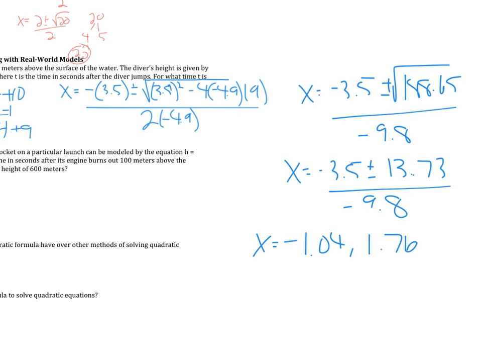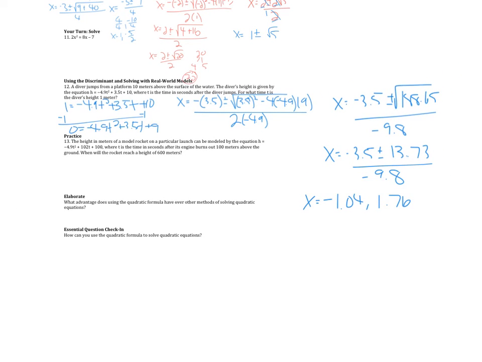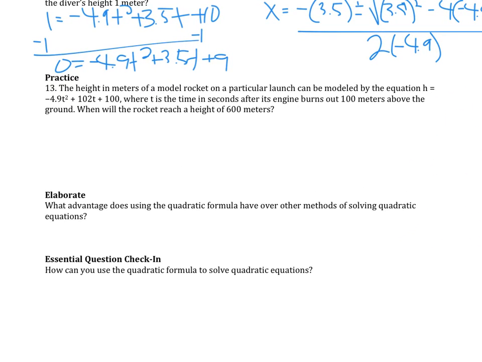Now we are talking about time as we go back to this original problem, so negative does not count, so it took 1.76 seconds to reach the height of 1 meter. Okay, so go ahead and do your practice problem there, number 13, and then think about what is the advantage of using the quadratic formula over the previous methods we have learned.